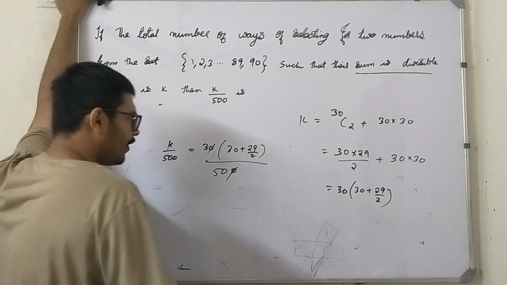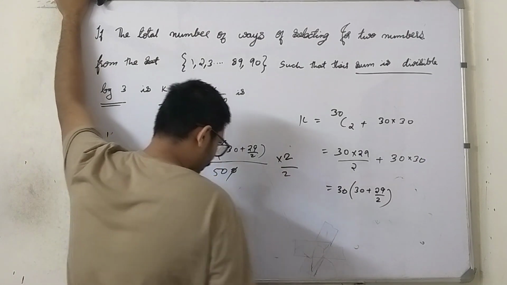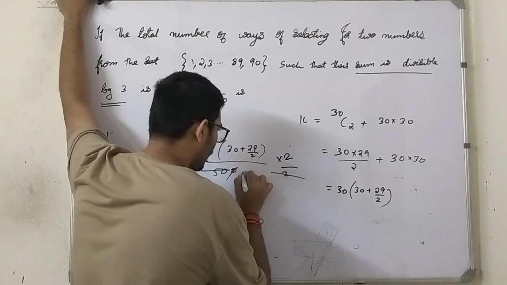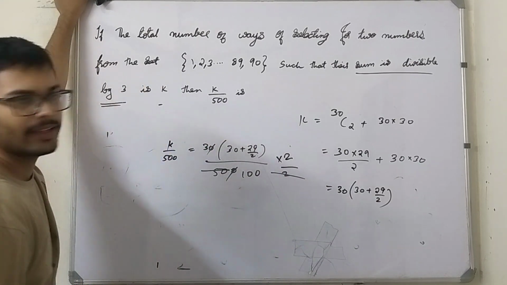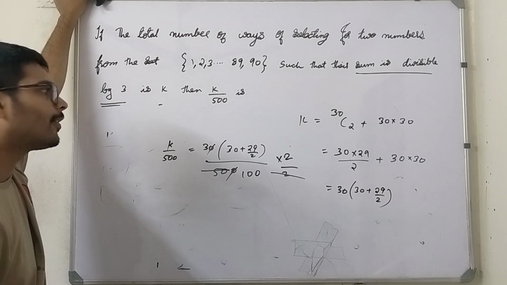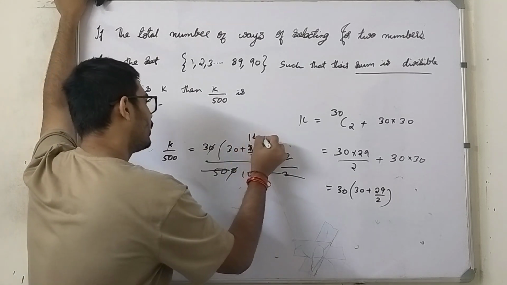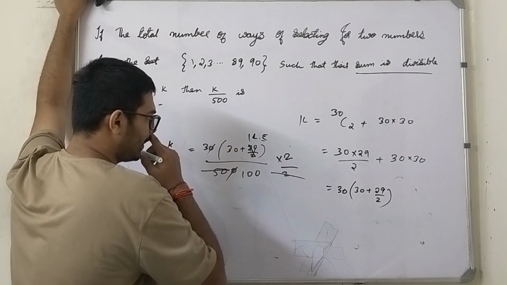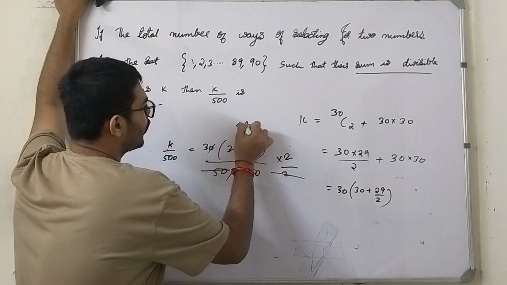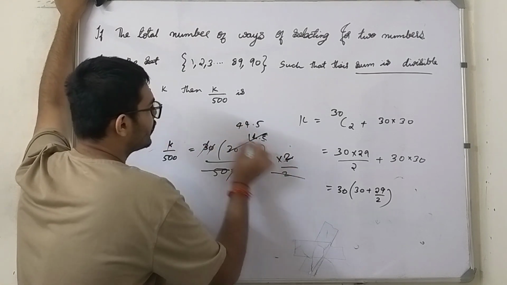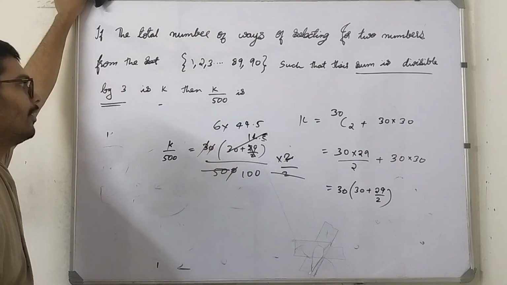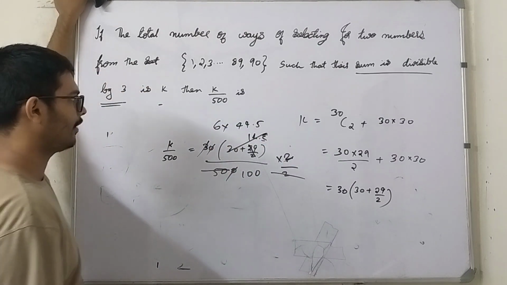See, what I am doing is multiplying the numerator and denominator by 2. So the 50 will become 100. Now I can put the decimal directly. Now what is half of 29? Half of 28 is 14, so it will be 14.5. Now 14.5 plus 30 will be 44.5. 2 times 3 will be 6. So it will be 6 into 44.5 divided by 100.